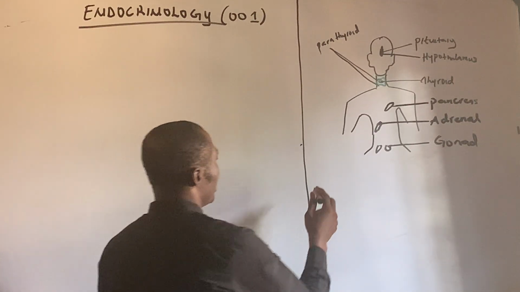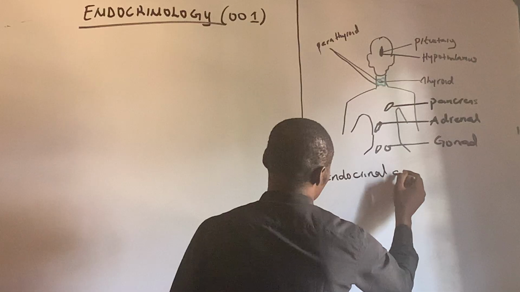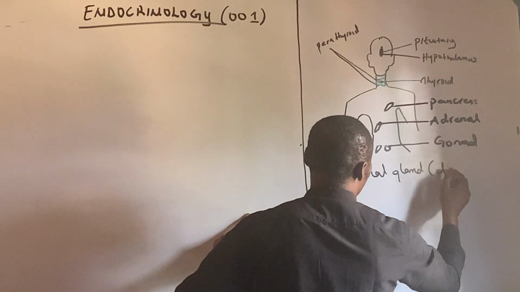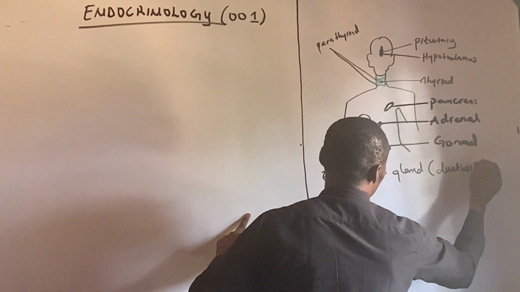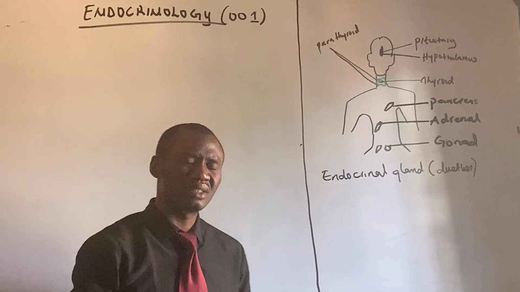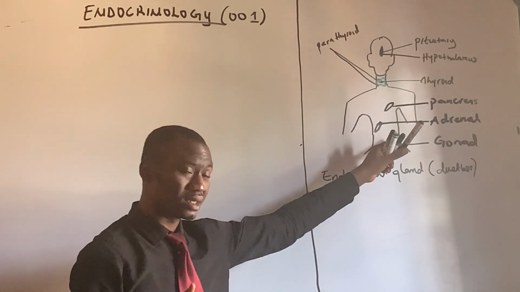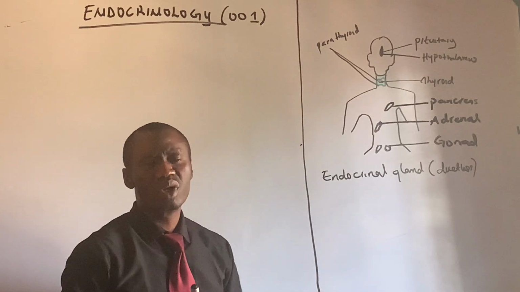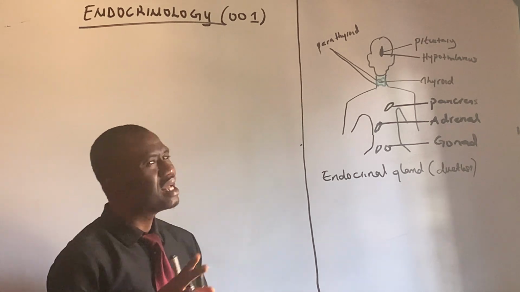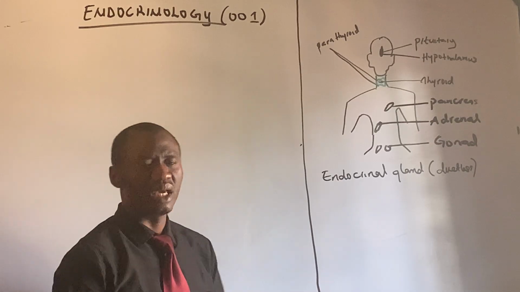You understand that the endocrine gland is also known as the ductless gland. It's called the ductless gland in the sense that it has no connecting duct. It secretes the chemical substances, the hormones, from the endocrine site directly into the blood.